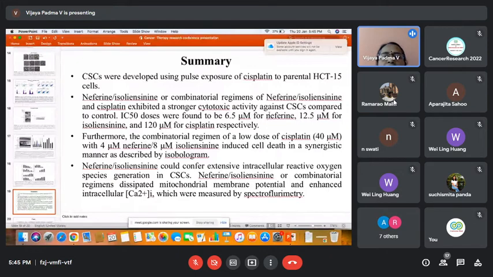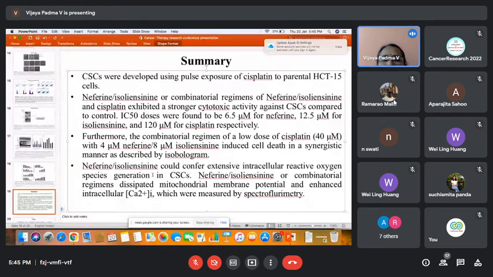For the individual treatments, 6.5 micromolar of neferine was found to be the IC50 dose for chemosensitizing ability, and 12.5 micromolar is the IC50 dose for isoliensinine against the resistant cells. The IC50 dose of cisplatin in cisplatin resistant cells was found to be 120 micromolar, whereas in the combinatorial regimen 40 micromolar of cisplatin was used in combination with either 4 micromolar of neferine or 8 micromolar of isoliensinine for all the combinatorial studies, and they showed a synergistic effect from the isobologram.